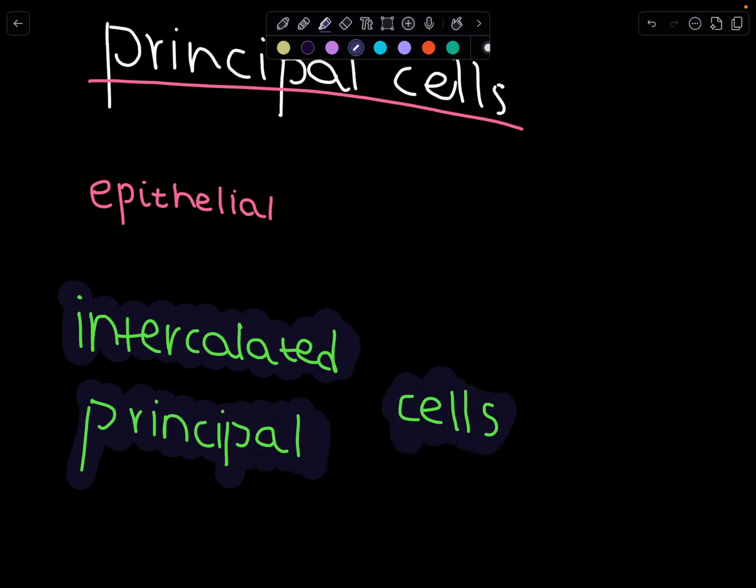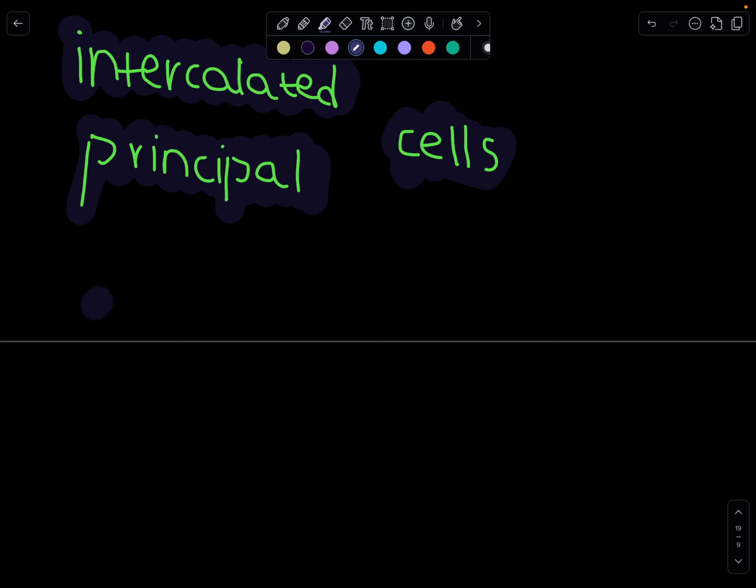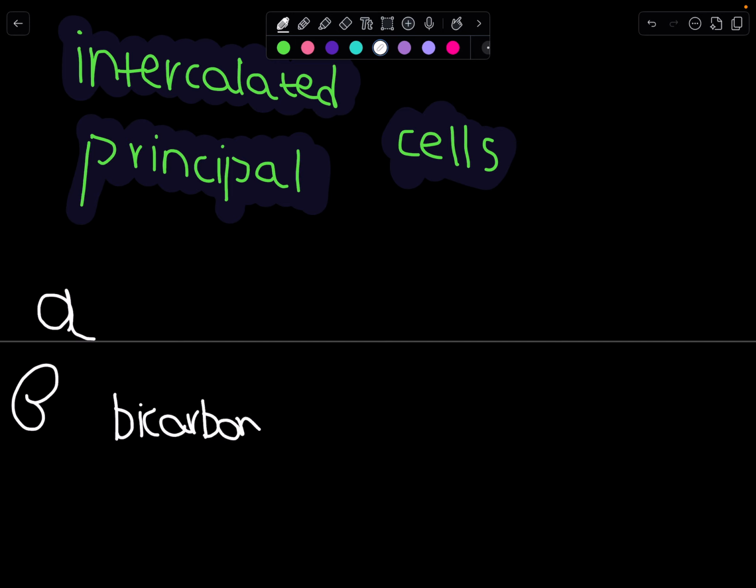Intercalated cells, found alongside principal cells in the collecting duct, focus on acid-base regulation. Type A intercalated cells secrete hydrogen ions via H plus ATPase to correct acidosis and reabsorb bicarbonate, while type B intercalated cells secrete bicarbonate to correct alkalosis. Unlike principal cells, intercalated cells don't manage sodium, potassium, or water balance, but are critical for pH homeostasis. In short, principal cells regulate sodium, potassium, and water for volume and electrolyte balance. Intercalated cells control acid-base balance by tweaking hydrogen and bicarbonate. Want more on how these cells interact or their clinical relevance?